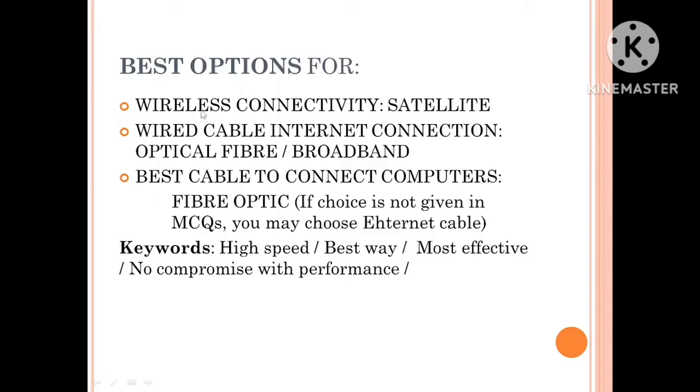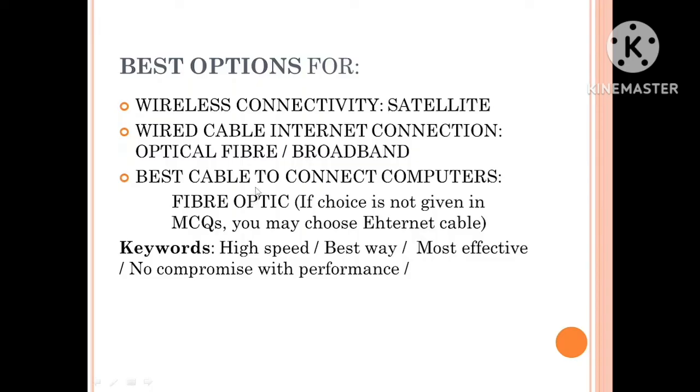Next, when you are asked for the best options, which is the best possible wireless connectivity, internet connectivity, which is the best possible wired internet connection, which is the best possible cable to connect the computers in a network. So for all this, I've given the answer. For best wireless connectivity, it is satellite connection. For best wired cable, which cable is the best? Then you have to go in for optical fiber. Or you can choose broadband. In case when you are given some options, you don't find optical fiber, then you have to choose broadband.